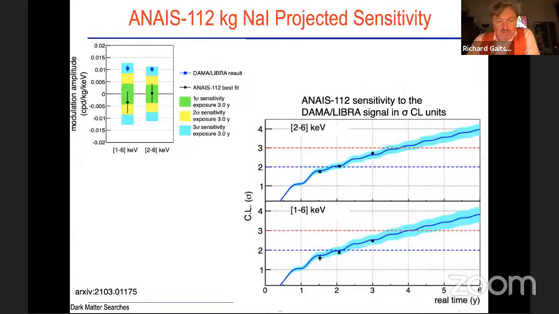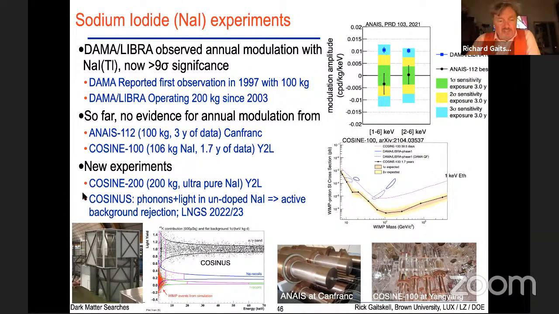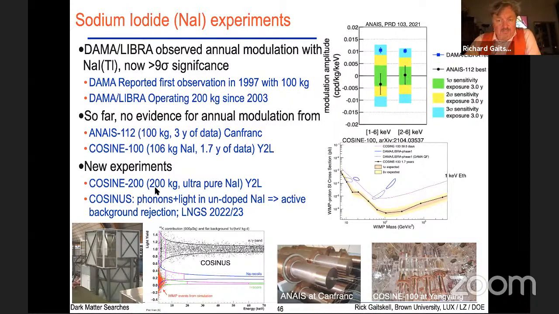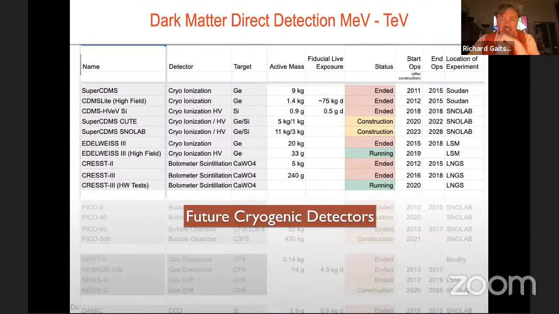And sorry, I should have mentioned that COSINE-200, the 200 kilogram experiment that's going to be operating at Yangyang soon, has a much lower background than COSINE-100, and will be in a position to really test whether there is any sign of this annual modulation whatsoever.